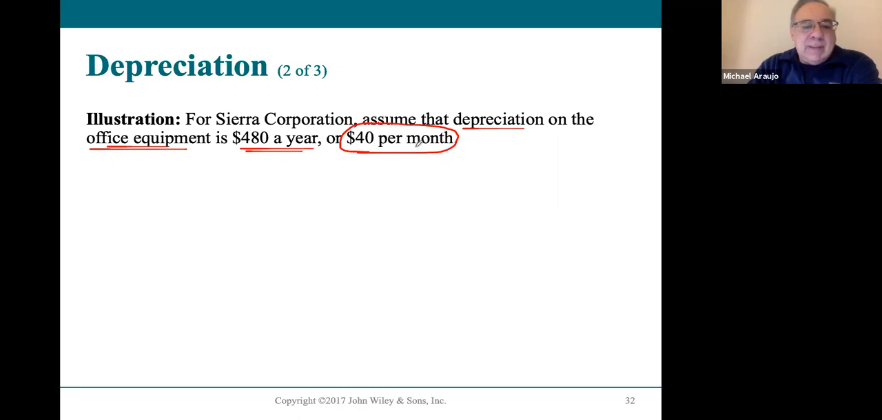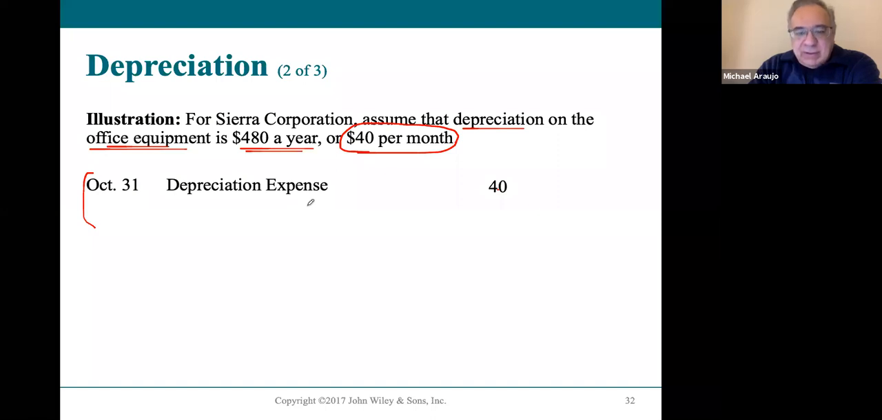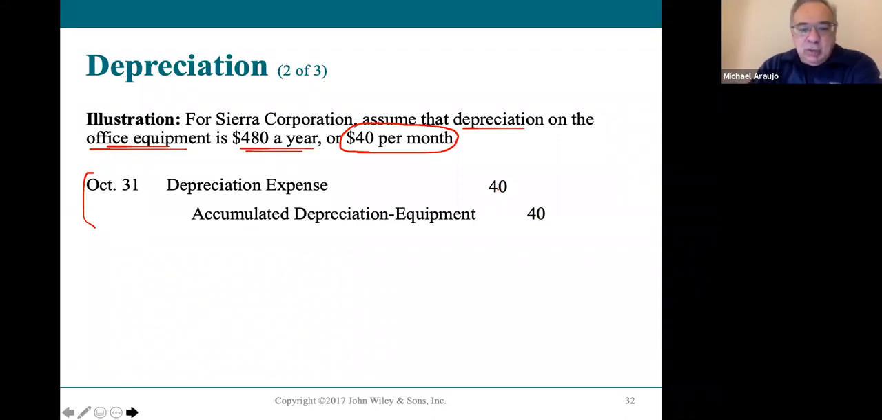And so this is the amount that we can depreciate, we can expense of that office equipment through depreciation. So at the end of the month, October 31st, we are going to have a depreciation expense for $40. But we don't actually affect the equipment account. There's actually a special account that's created that really sits right underneath the equipment account. It's called accumulated depreciation for equipment.